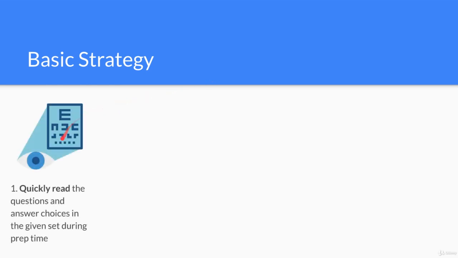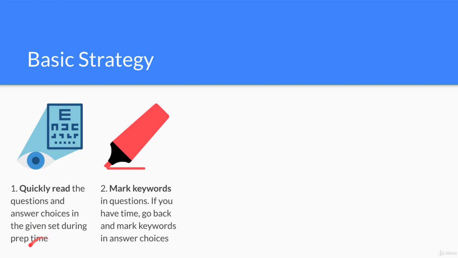Now I want to go over the basic strategy. So here we go. The first step is that you should quickly read the questions and the answer choices in the given set during the prep time. So when you get those 25 to 30 seconds, then quickly read the questions and the answer choices as the first step. Next, during that prep time, you should mark the keywords, and mainly you should be marking the keywords in the questions because they are going to be the most useful keywords. If you do have additional time, then you can go back and you can also mark some of the keywords in some of the answer choices.